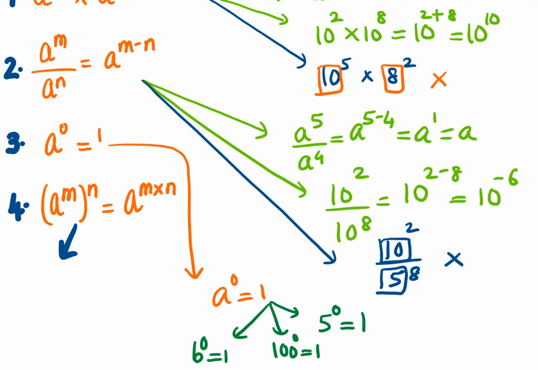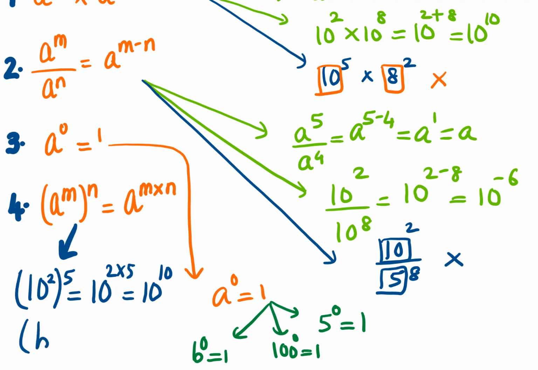And over here, a raised to m the whole raised to n. So if I have 10 raised to 2 and that raised to 5, according to the law, it is 10 raised to 2 into 5, which is equal to 10 raised to 10. Similarly, if I have b raised to p the whole raised to q, the final answer is b raised to p into q. So this is how you will be interpreting these 4 laws, right?